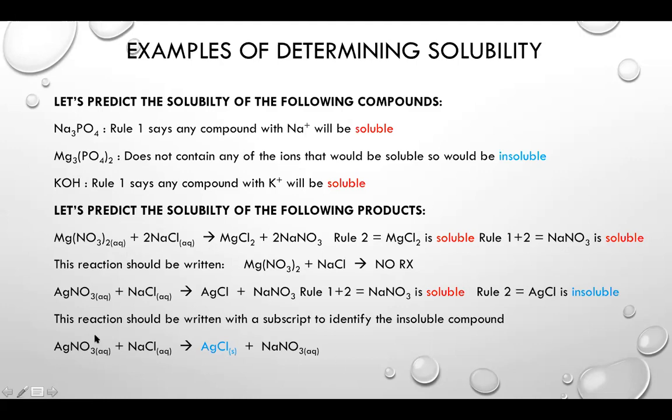So let's do another example, and in this example, we're actually going to get a product. So we have lead nitrate plus sodium chloride. Let's look at our products and see whether they're soluble or insoluble. When the reaction occurs, it gives us silver chloride plus sodium nitrate. So let's look at rules 1 and 2. The sodium nitrate is going to be soluble because the sodium and the nitrate are two compounds that allow a compound to be soluble. And then rule 2, if we look back, we have silver chloride.